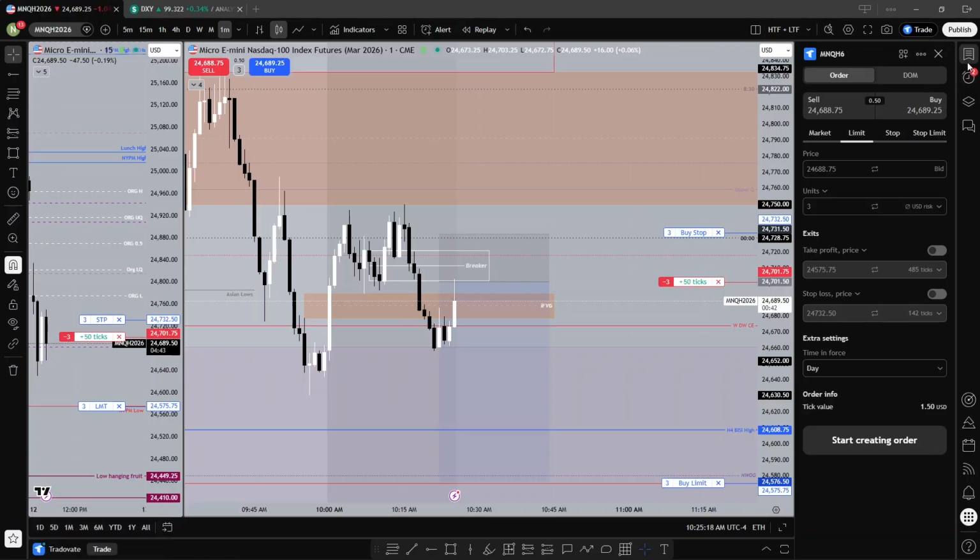And right like that, I'm in. I'm in there. I have a buy stop right there protecting the trade. I have a buy limit right there.